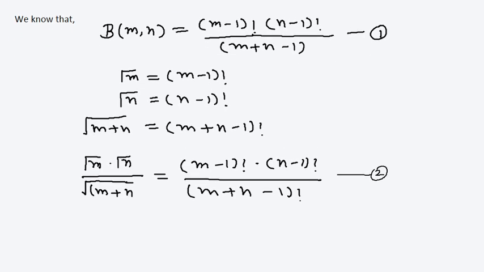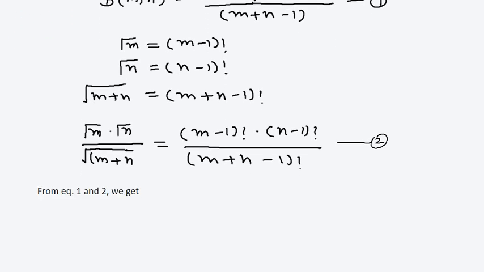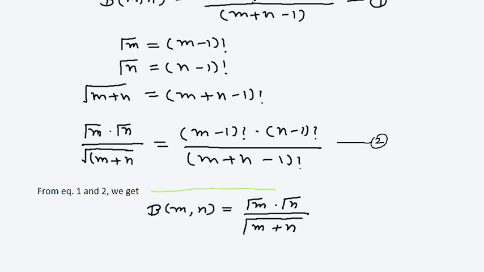So now here, from equation 1 and 2 we get beta m comma n equals gamma m times gamma n upon gamma (m plus n). So here you can see that we have to prove this, and we can say hence proved.